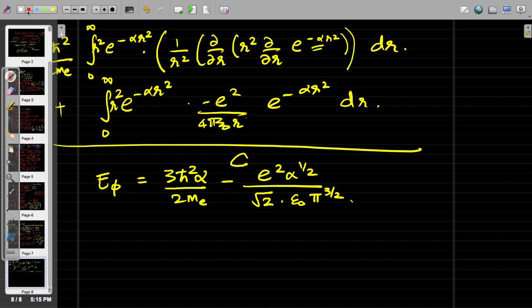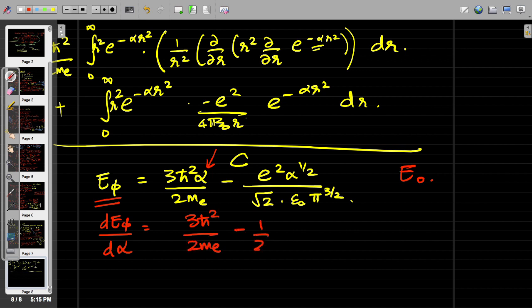Remember, we said the variational parameter alpha would help us go as close as possible to the ground state energy. So the best way to do this is to minimize this function E phi. And how would you minimize it? You would minimize it with respect to alpha. So that is going to end up becoming 3 h cross square divided by 2 me minus 1 half E square divided by square root of 2 alpha. The square root of alpha will come there, epsilon naught pi power 3 by 2. And if you want to find a minima, you want to set the differential to 0.